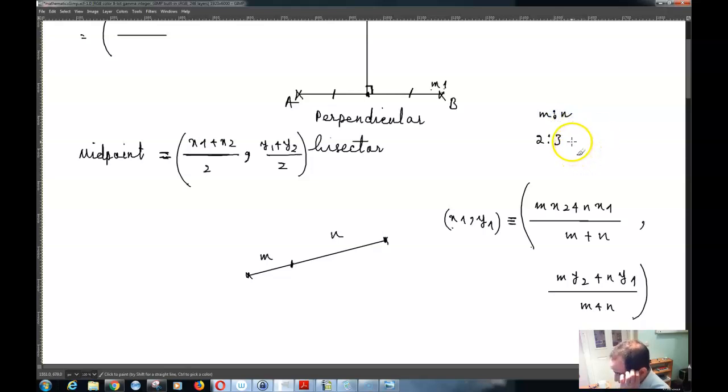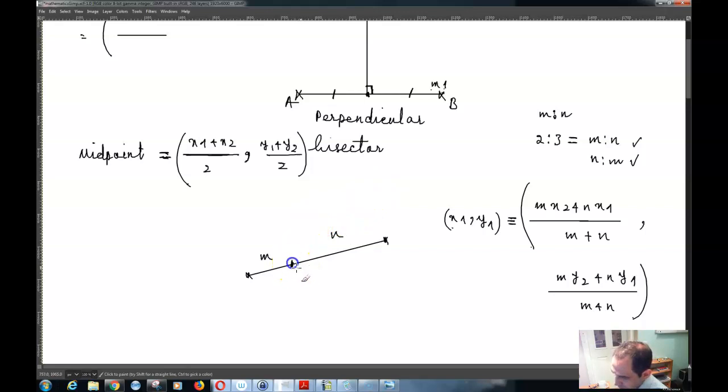So you need to know whether you should, in that particular situation, take 2 to 3 as m to n or as n to m. Depending on the situation and what you want to do with that point, you need to choose one of these two, because if you choose the wrong one, then the point is just going to be moved around.